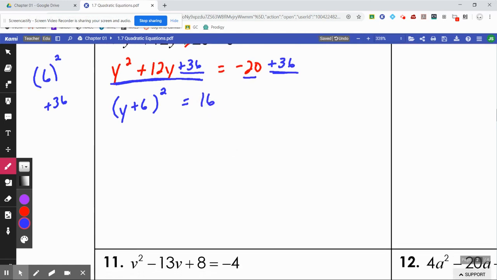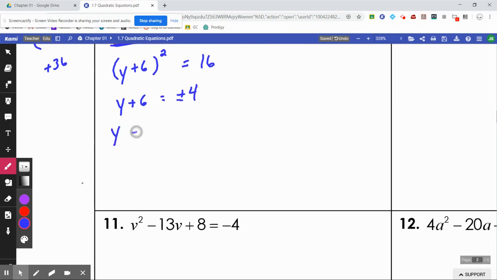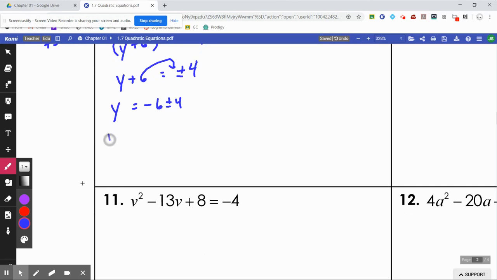Now this is the whole purpose of why we did that. To get rid of a square, we're going to square root. So y plus 6 is equal to plus and minus the square root of 16. Move the 6 over, gives you y equals, and I like to write it first, negative 6 plus and minus 4, and that's going to be your two answers. y equals negative 6 plus 4, which is negative 2. y equals negative 6 minus 4, which is negative 10.